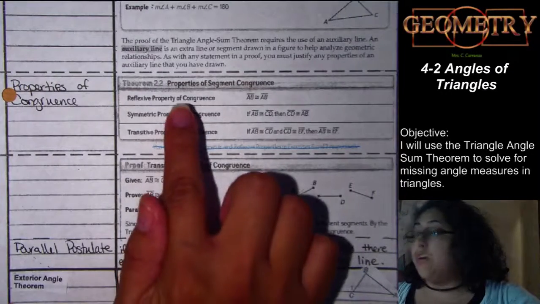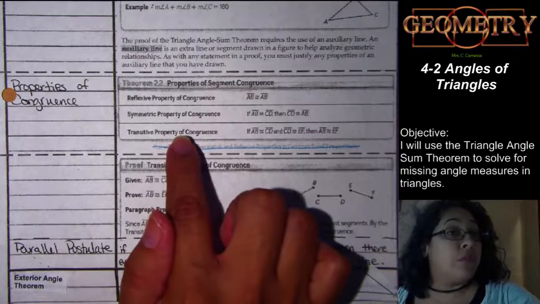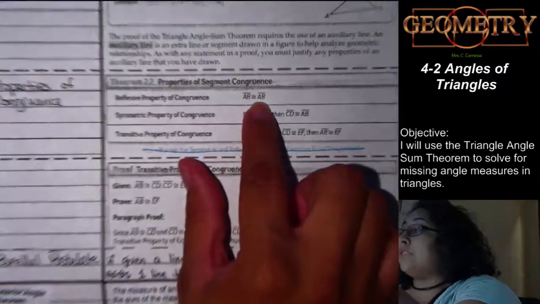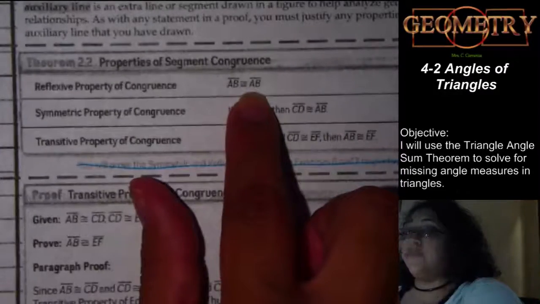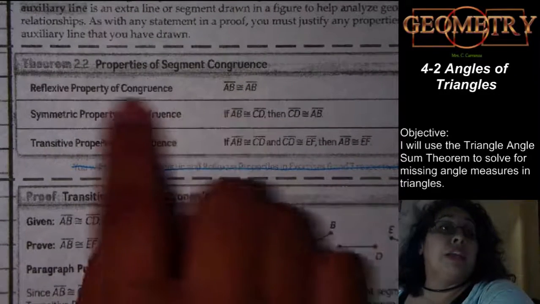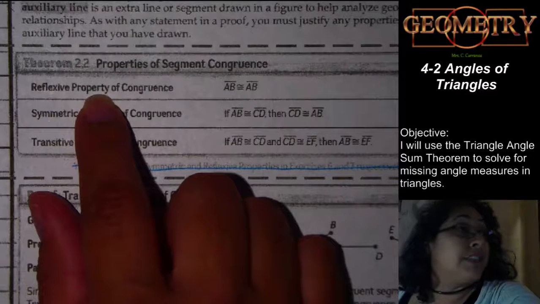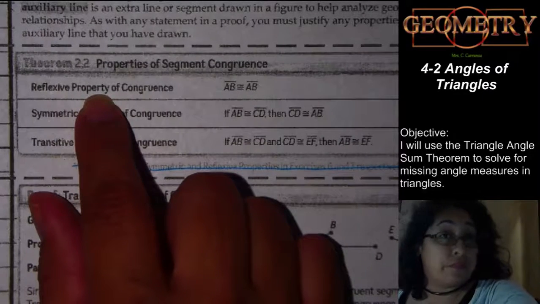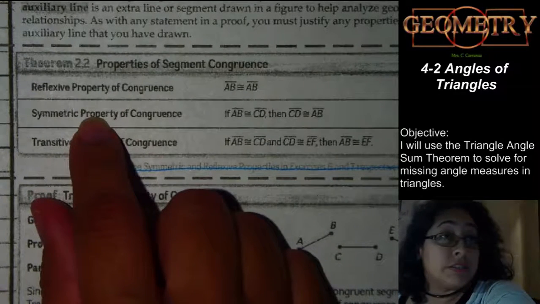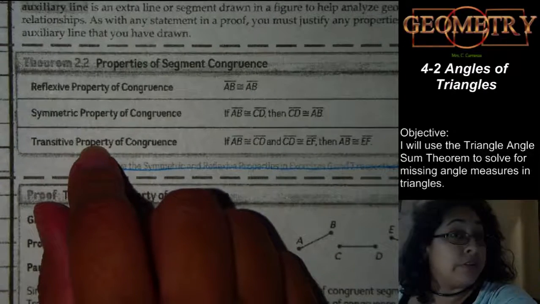Right now, here are the properties of congruence written out very formally for you. The property of congruence that allows you to say a thing is congruent to itself totally sounds like it should be common sense, but it has a proper name. So you have to call it by its proper name if you're trying to state that a thing is congruent to itself. Symmetric property just means you can write congruent statements in any order you want. And transitive we've already been using a couple times already.